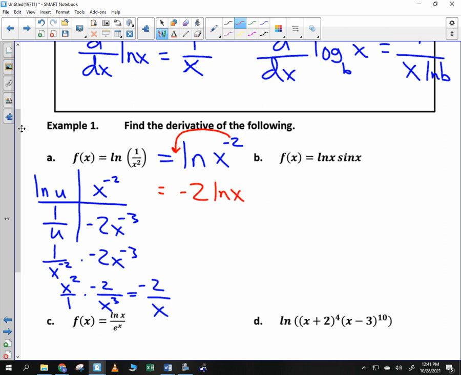Have I taken the derivative yet? No, I've just rewritten it. So watch how easy this is. What's the derivative of natural log of x? 1 over x times negative 2, negative 2 over x.